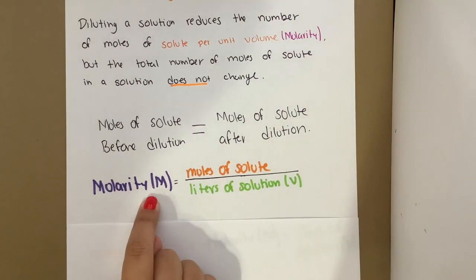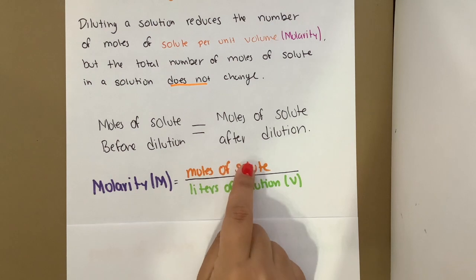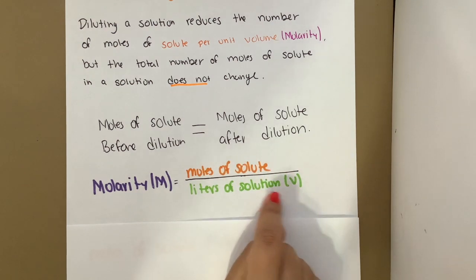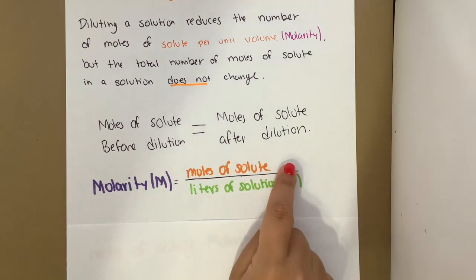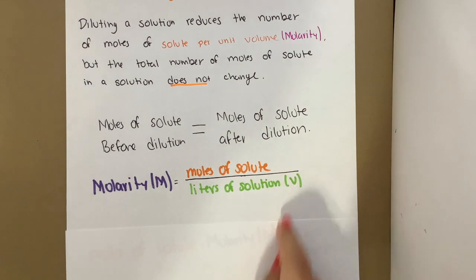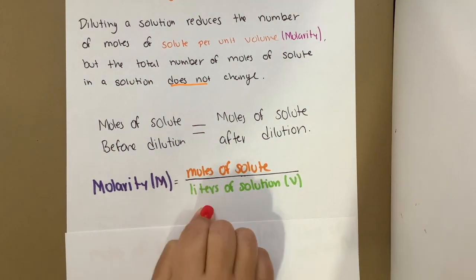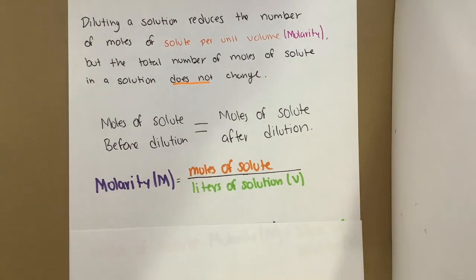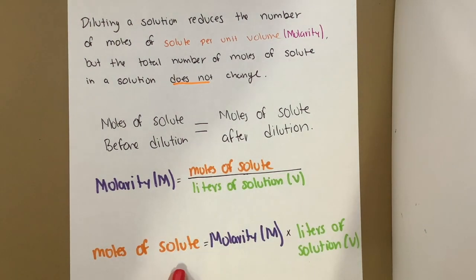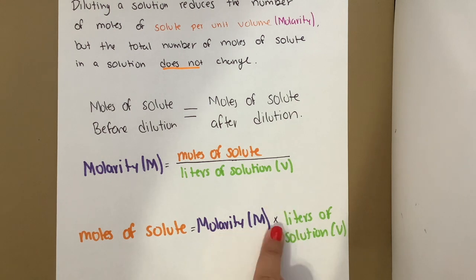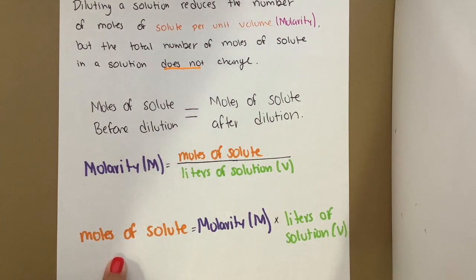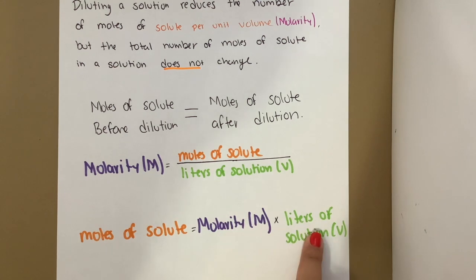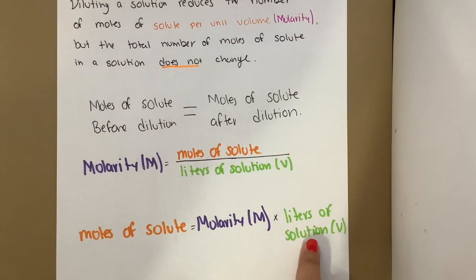Remember that molarity, so concentration, is moles of solute divided by liters of solution. So molarity is how much solute you have dissolved in your total volume of solution. If we rearrange this equation, we have that moles of solute equals molarity times liters of solution. So if you want to find out how many moles you have, you're going to multiply the molarity, the concentration, times the volume, the liters of solution.